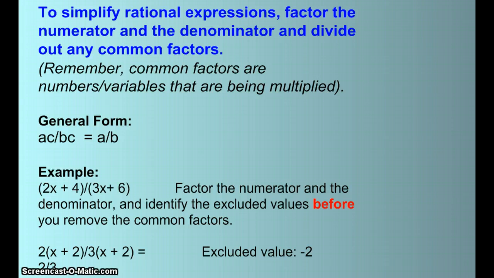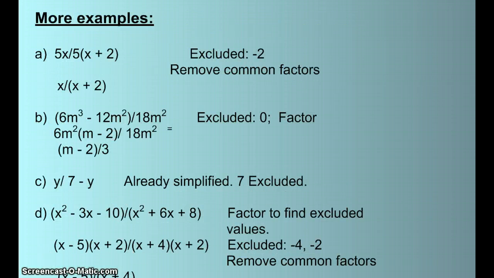So in this case, we have a common factor of 2 in the numerator. We're going to do 2 times the quantity x plus 2 divided by 3 times the quantity x plus 2. Now determine what your excluded value is. In that denominator, x cannot be equal to negative 2 because that makes the denominator equal to 0. After you determine what that excluded value is, you can remove the common factors in the numerator and denominator. So now we can remove the x plus 2 in both the numerator and denominator, and our final simplified fraction is 2/3. Let's look at some more examples of simplifying fractions.